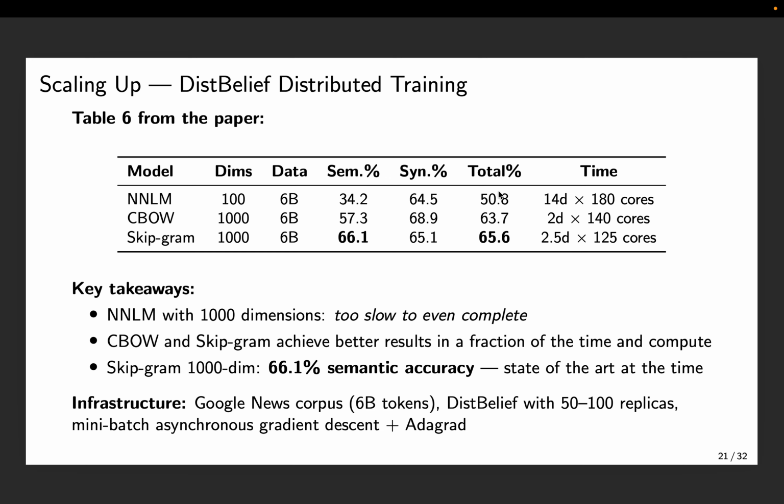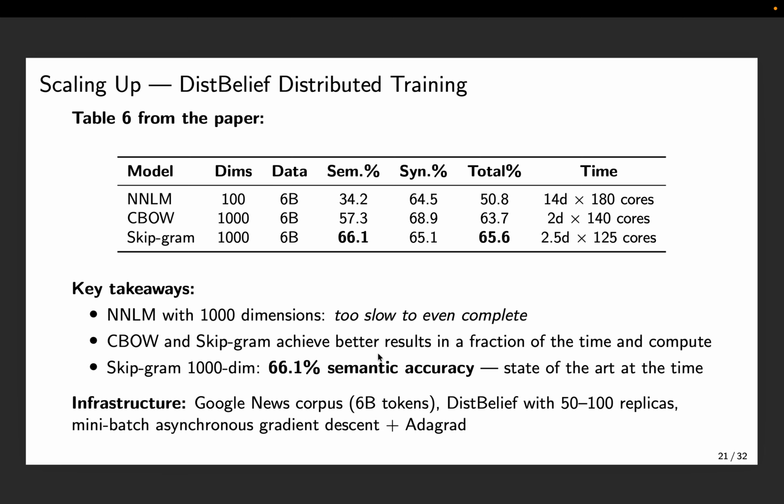So the skip-gram at 1000 dimensions achieves 66% on semantic tasks, which was state of the art in 2013, and 65.1% on syntactic tasks, which is 65.6% total. And it does this faster and with less compute than NNLMs. The note about NNLM at 1000 dimensions is telling: it would take too long to complete. The word2vec models are so much more efficient that you can afford much higher dimensions in the same budget.